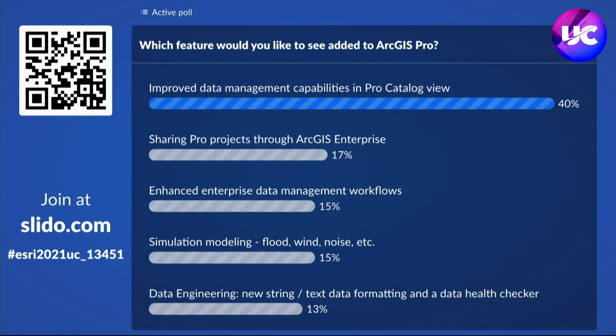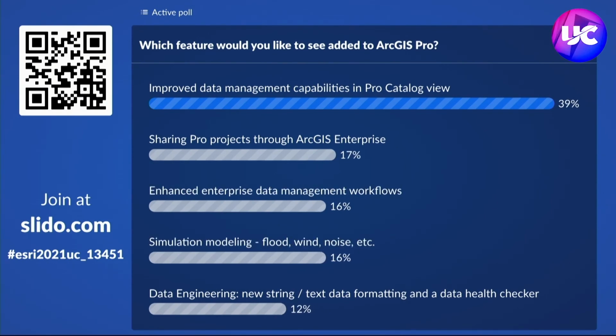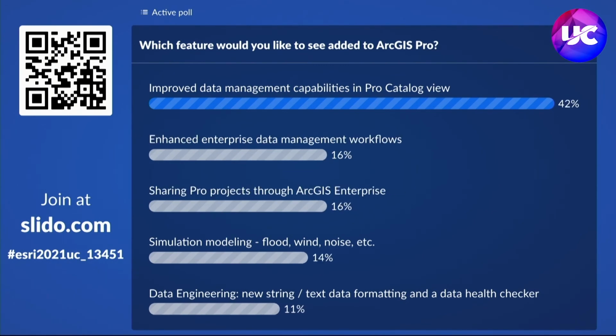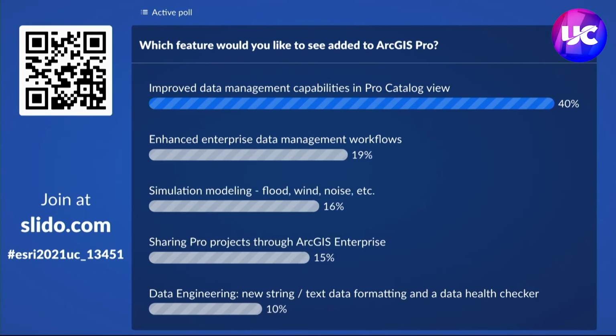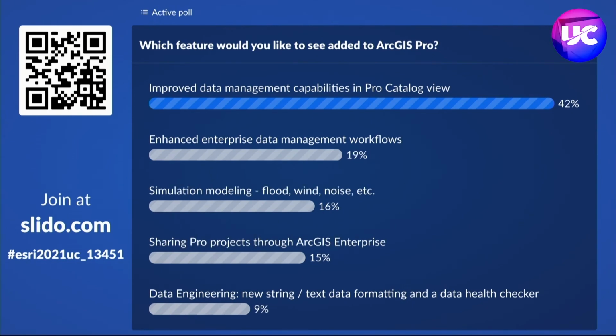This is bringing flood simulation, wind, noise modeling directly into ArcGIS Pro. And then data engineering. The one thing we all have to do as GIS professionals is manage and know the quality of our data. And we saw that this morning in the plenary. New text strings, and wouldn't it be cool to have a data health checker that actually scanned all of your data and told you how healthy your data was and where you might want to change it. So, this is what we've got for you.